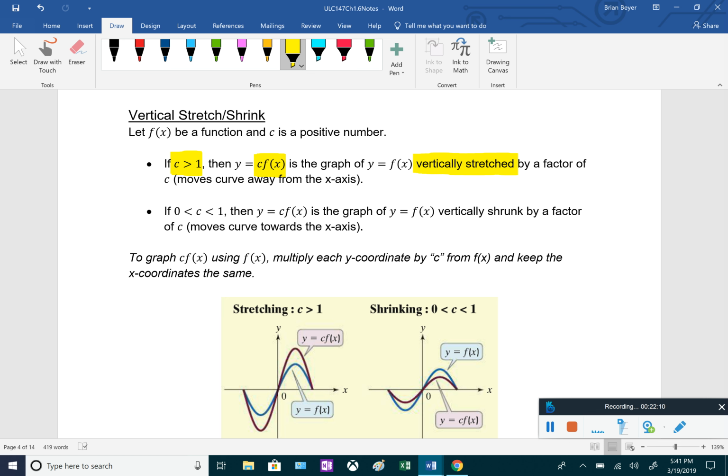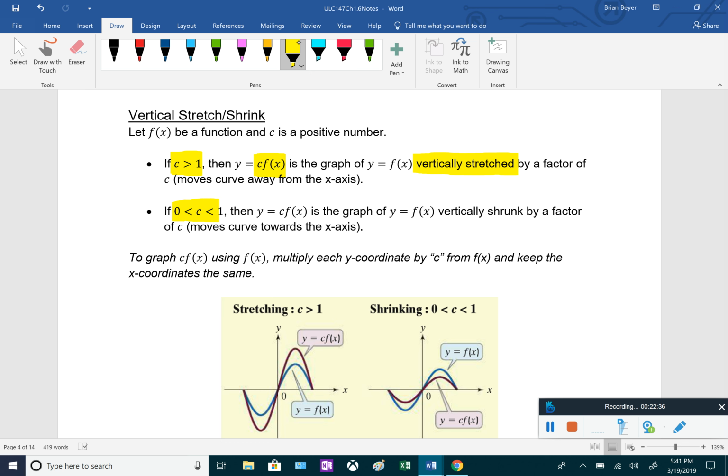So for horizontal and vertical shifts, we were adding or subtracting a number. For vertical and horizontal stretching and shrinking, we're multiplying or dividing a number. So this time we're multiplying c out front, which means it's vertically stretched, which means the curve moves away from the x-axis because the values are getting bigger because c is greater than 1.